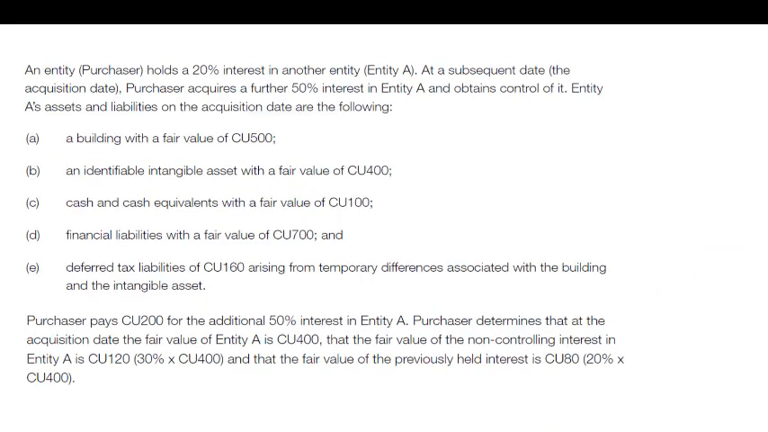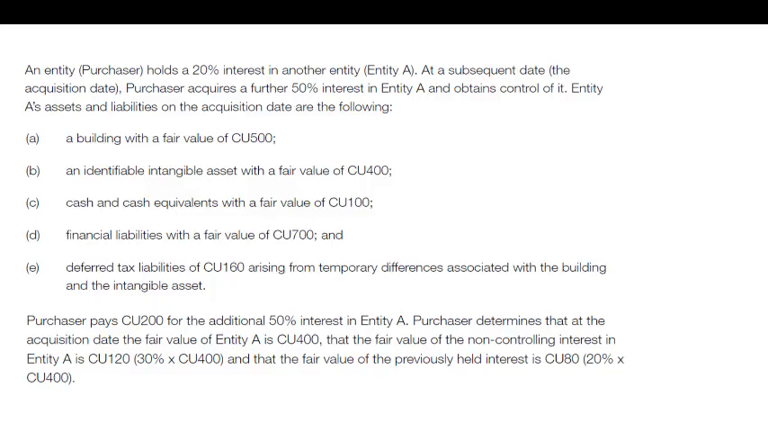So in this example, an entity purchases 20% shares in another entity with no control obtained. Later, the entity then purchases another 50% in this other entity, leaving it with 70% control. The fair values of the assets and liabilities as well as the deferred tax liability are given. Note, be careful if there are cost prices and carrying amounts given. Look for the fair values.